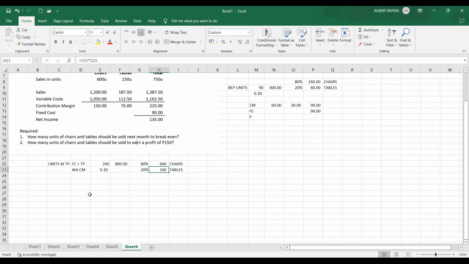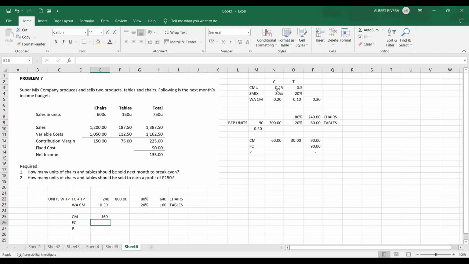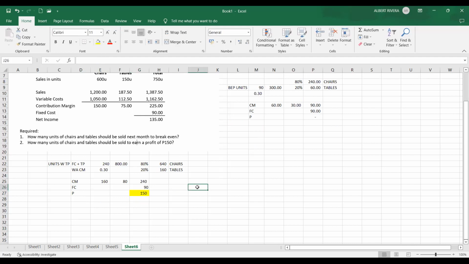So again, if you want to prove that selling 640 chairs and 160 tables will give you an income of 150, you can start at CM. CM minus fixed cost, you will have a profit, and the profit should be 150. So here, this is 640 chairs times CM per unit of 0.25. And we have here 160 times 0.5. And this is your total CM of 240 minus the fixed cost of 90. So this is 240 minus 90. And this is 150.